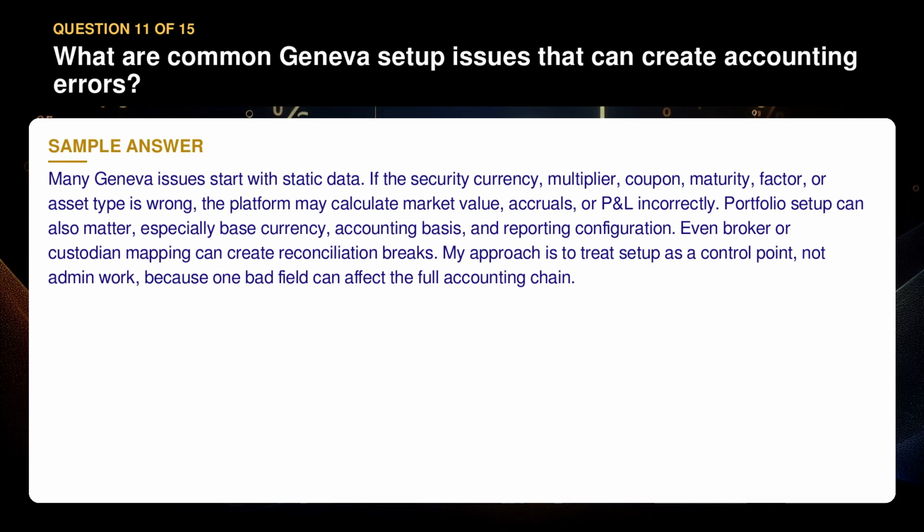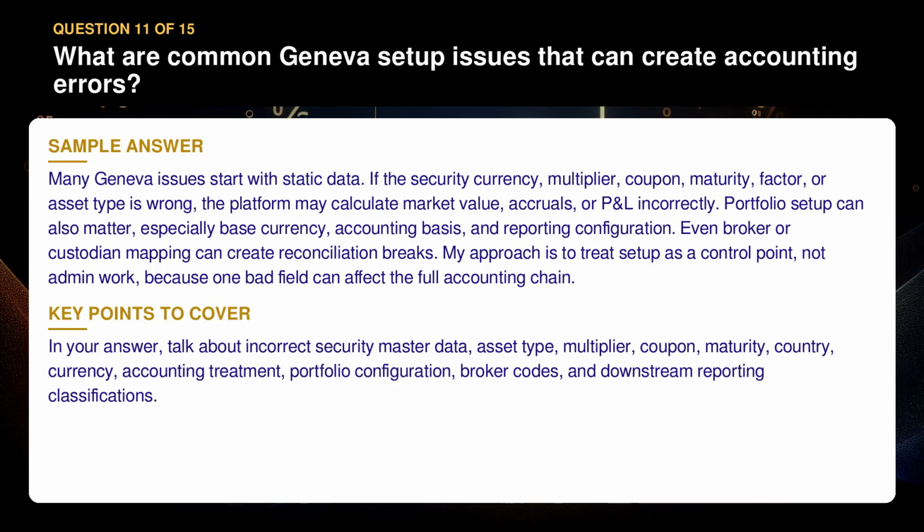My approach is to treat setup as a control point, not admin work, because one bad field can affect the full accounting chain. In your answer, talk about incorrect security master data, asset type, multiplier, coupon, maturity, country, currency, accounting treatment, portfolio configuration, broker codes, and downstream reporting classifications.